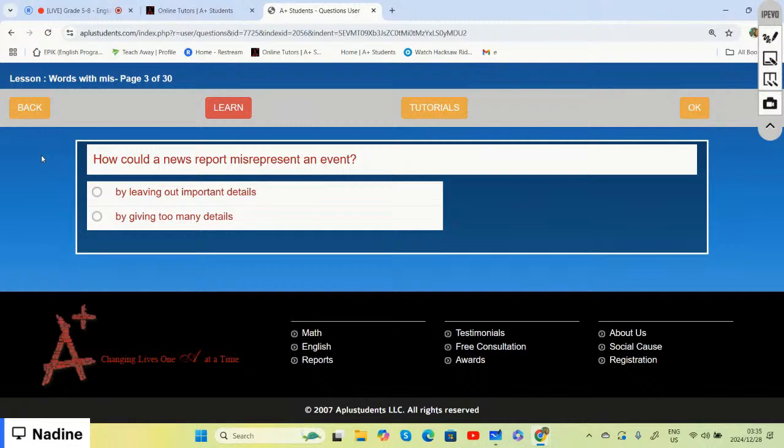All right, the next one says, how could a news report misrepresent an event? Is it option 1, by leaving out important details, or option 2, by giving too many details?